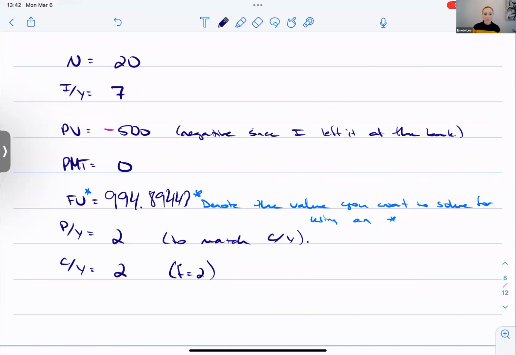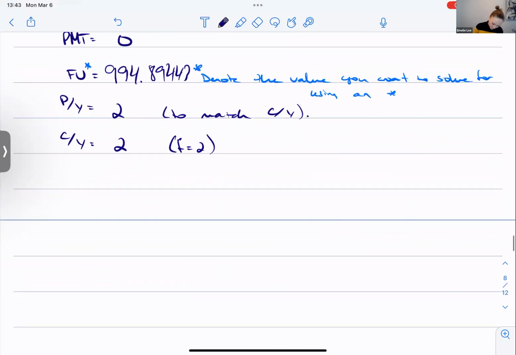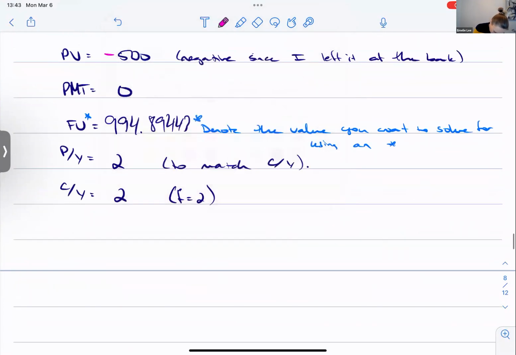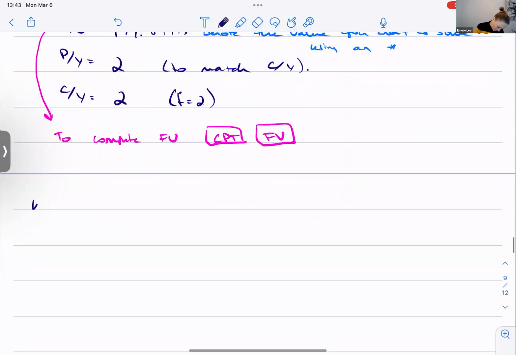So we can confirm this, right? If we wanted to, how could we do that? Right. To solve this, to compute the future value, you're going to hit compute future value. Okay. We can confirm this.